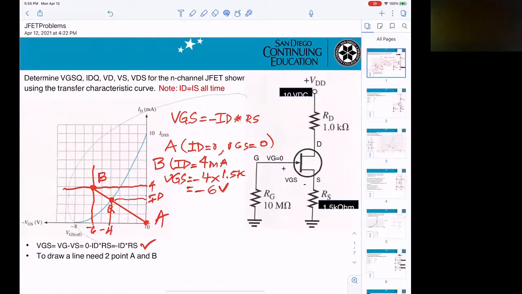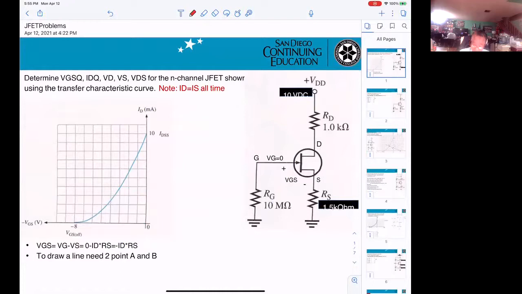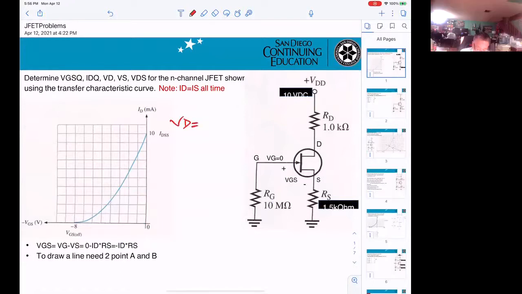So you could say, for instance, ID in this one here would be like 2.65 or 2.7 milliamps, and you would use that to find the rest of the variables. Perfect, that's correct. Now, the next one, you have to calculate the VD. The harder part is calculating the ID and VGS, and we already got those through the graphic.